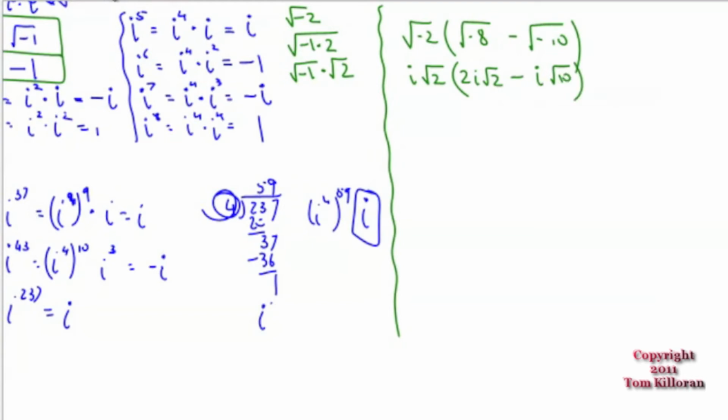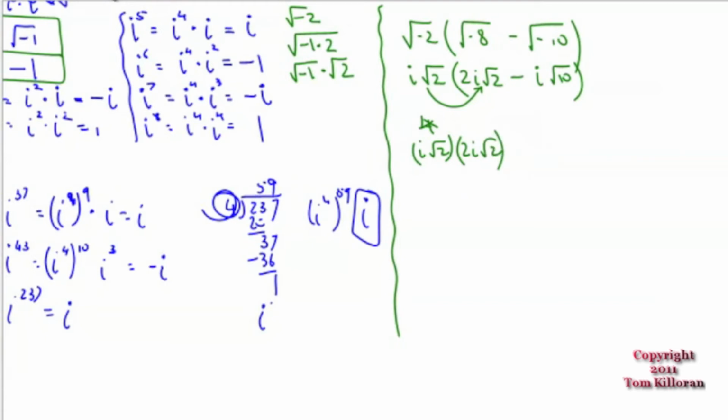Now we have to multiply it out. Now we're about to distribute it. You have to distribute. What's i square root of 2 times 2i square root of 2? It's going to have i squared. It's going to have a 2. And square root of 2 times square root of 2 is 2. So this is 4.